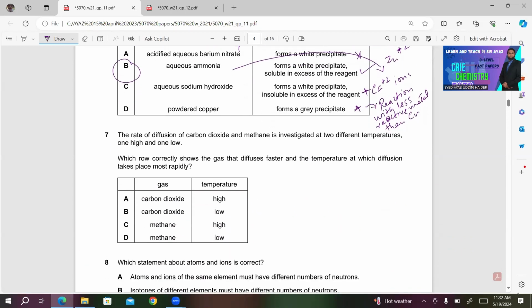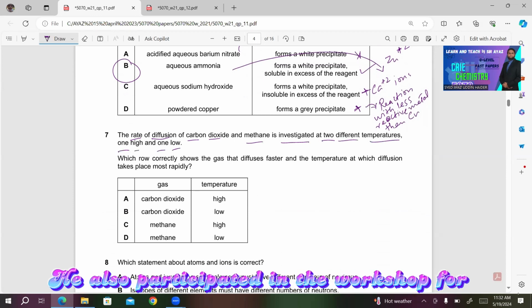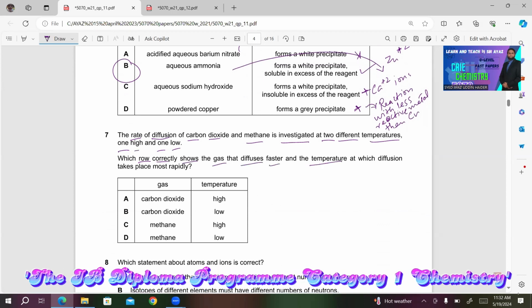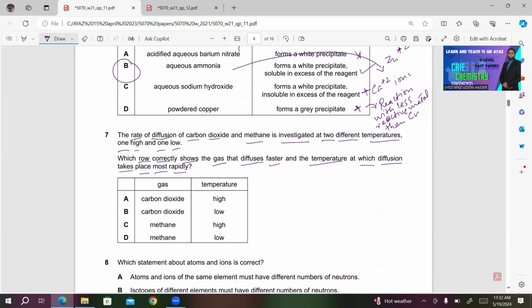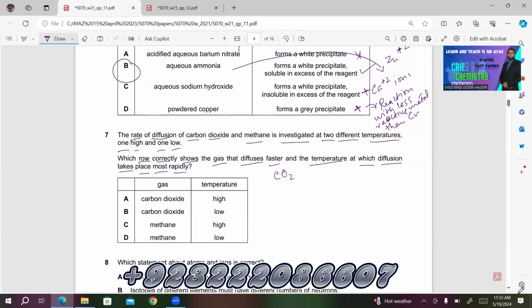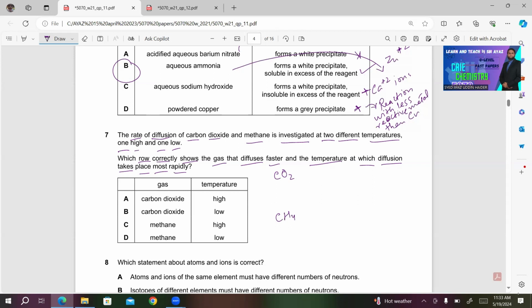Moving to the next question, number 7. The rate of diffusion of carbon dioxide and methane is investigated at 2 different temperatures, one high and one low. Which row correctly shows the gas that diffuses faster and the temperature at which diffusion takes place most rapidly? First of all, we need to calculate the Mr of these gases. The formula for carbon dioxide is CO2 and for methane it's CH4.